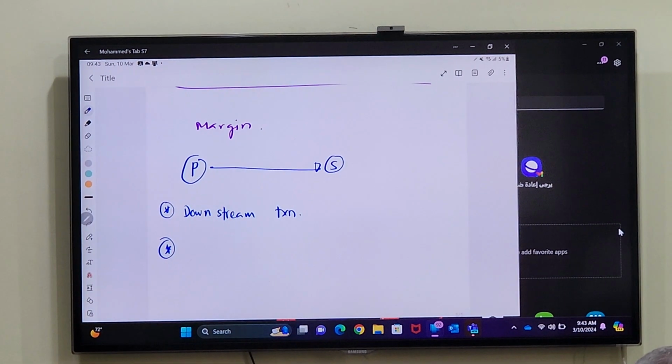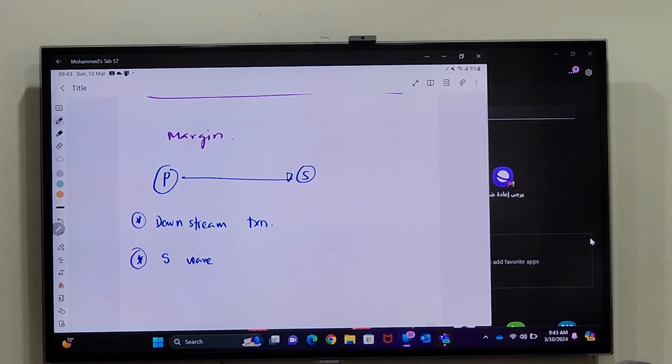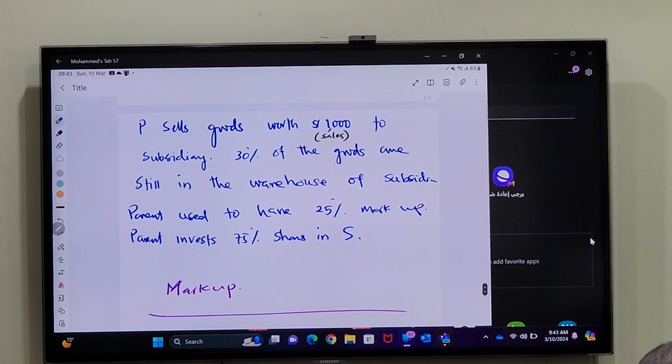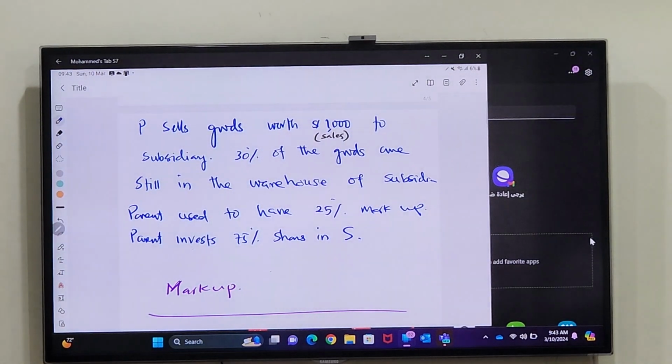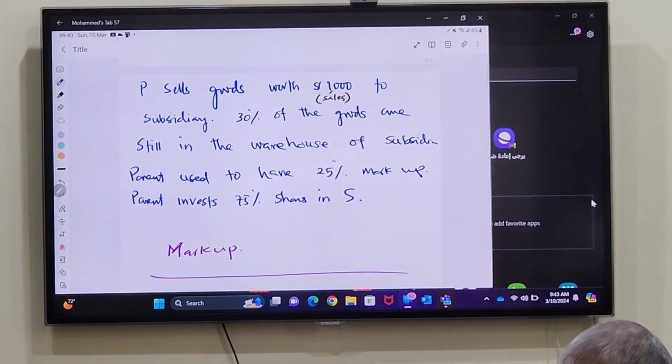See, the second point is that in the subsidiary warehouse, they have a percentage of stock that they are unable to sell to the outside world. 30%. So 30% meaning how much?